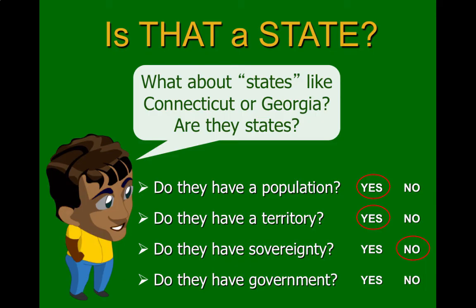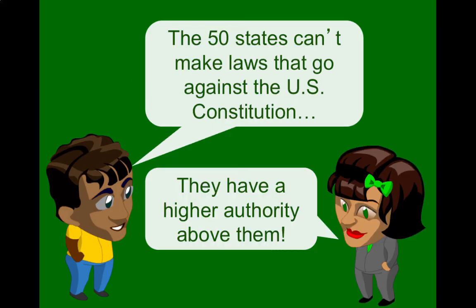Indiana is not sovereign. So when we talk about these types of states, or when I write this out, I'm going to use a capital S, an uppercase S, to identify that. And then obviously we do, as individual states, have government. So sovereignty is key. If there is a higher authority over you, you are not a state by definition of this course. The 50 states can't make laws that go against the United States. They have a higher authority above them, which we just went over.